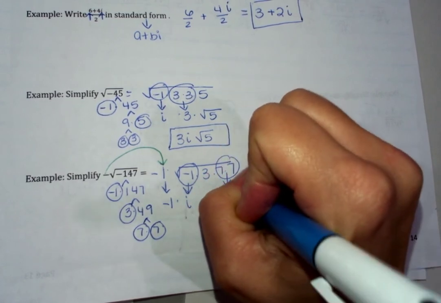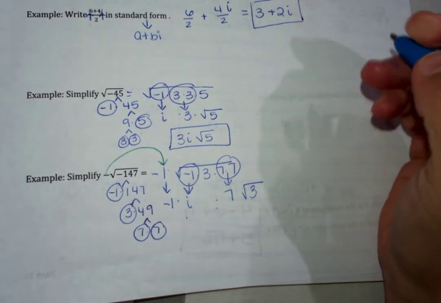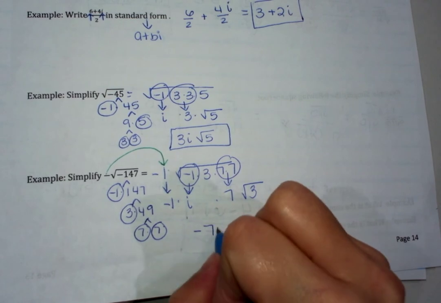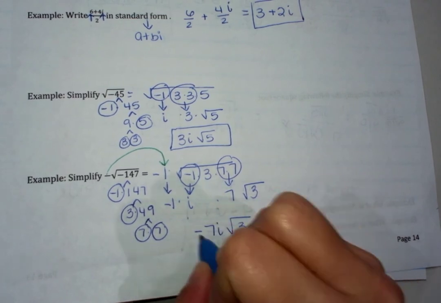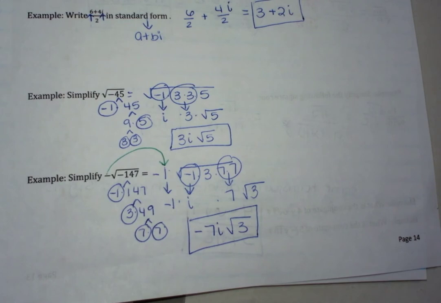So those two 7s are going to come out, and then the poor little lonely 3 is left by itself underneath the radical. So up front I have -1 times 7 times i, which is -7i, and then the square root of 3. So our final answer is -7i square root of 3.